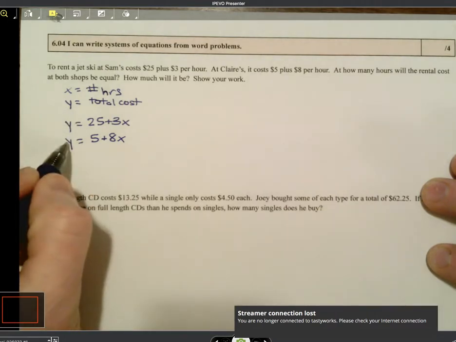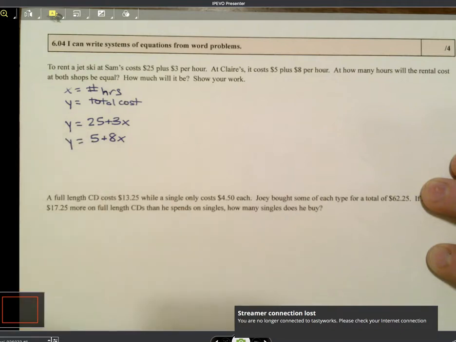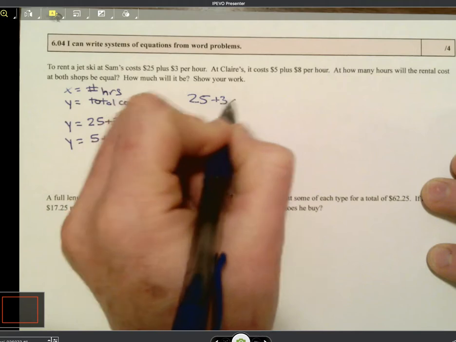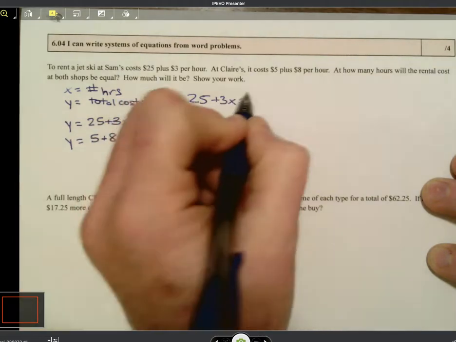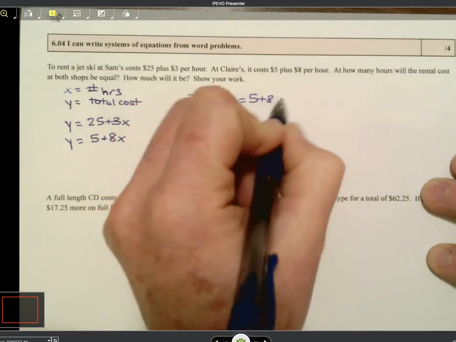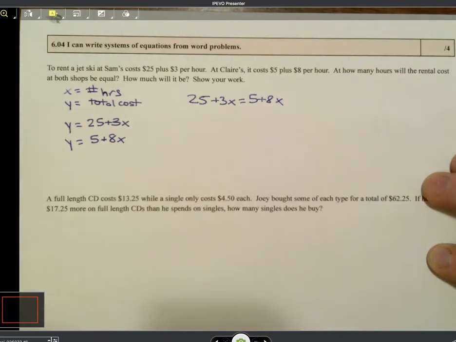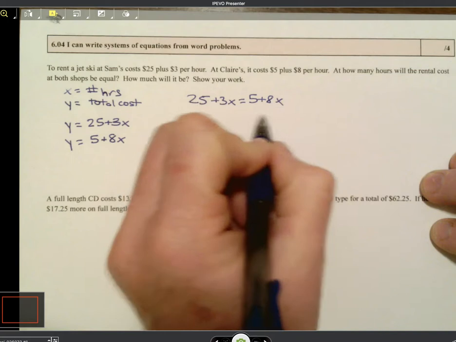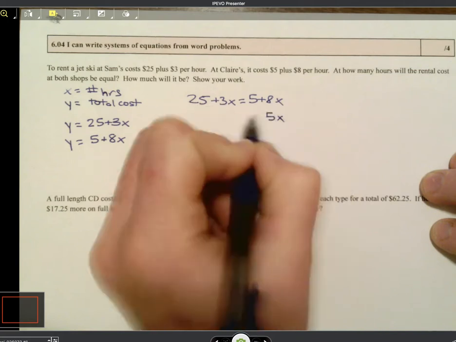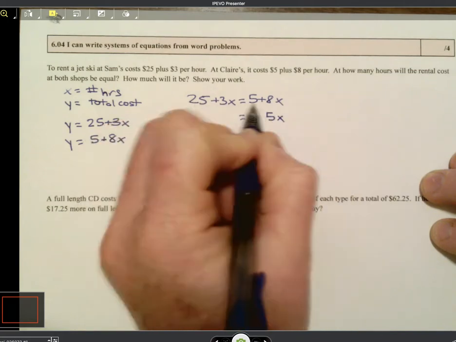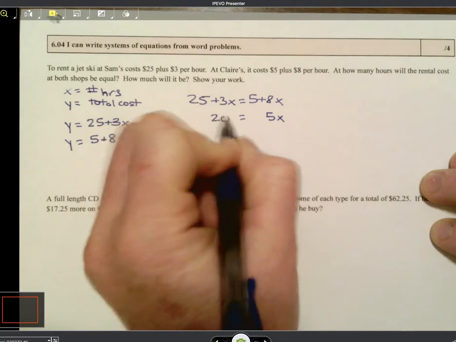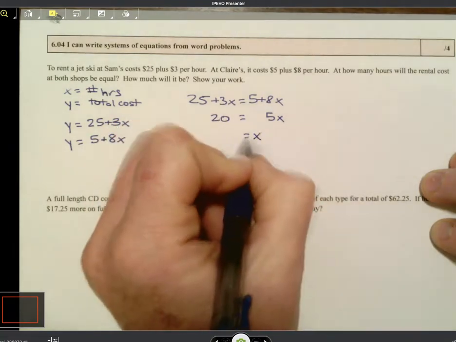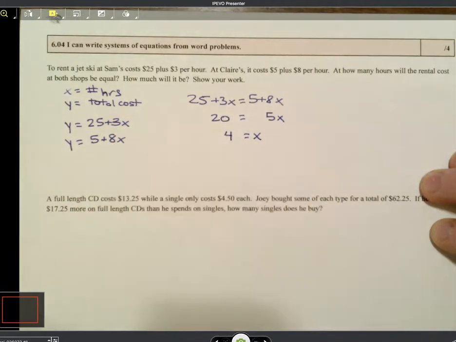So we're going to use the equal values method and set these equal to one another. So I have 25 plus 3x, set that equal to 5 plus 8x. And now this is pretty easy to solve for x. Subtract 3x from both sides, and we get 5x. Subtract 5 from both sides, and we get 20. Divide by 5, and you get x is 4.